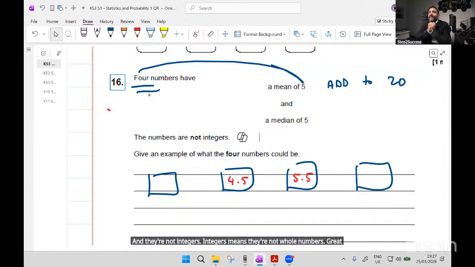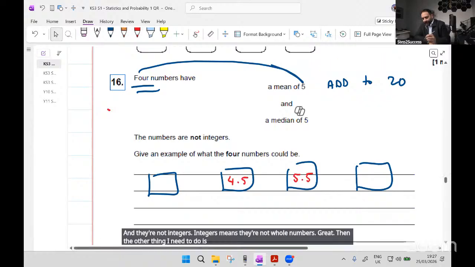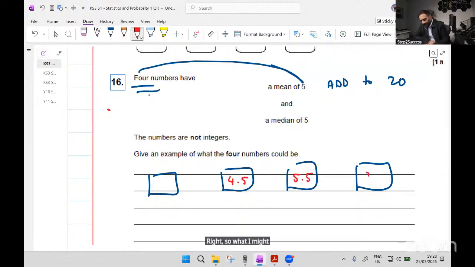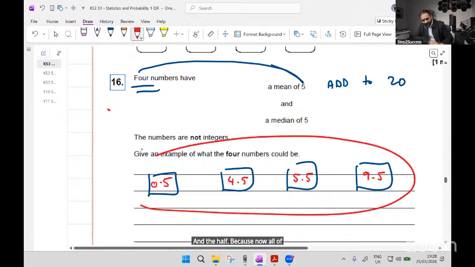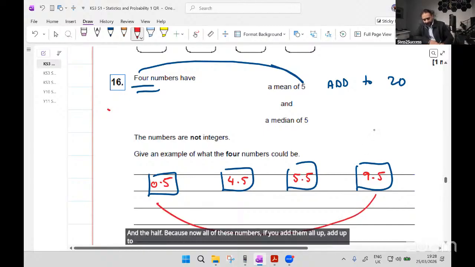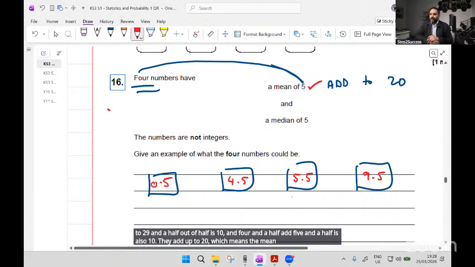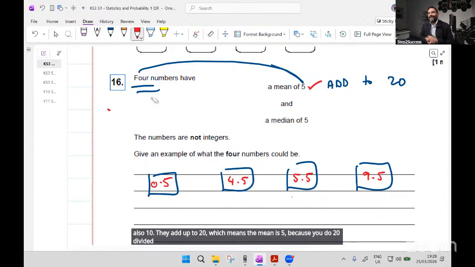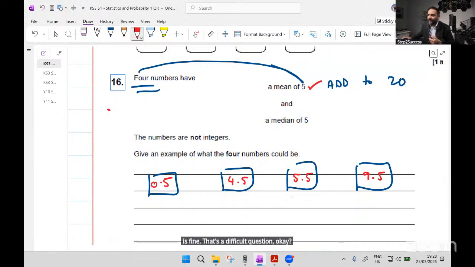Great. Then the other thing I need to do is make sure my numbers add up to 20. So far, they add up to 10. So I need another 10, right? So what I might do is choose 9.5 and a half. Because now all of these numbers, if you add them all up, add up to 20. 9.5 add a half is 10, and 4.5 add 5.5 is also 10. They add up to 20, which means the mean is 5, because you do 20 divided by 4, and the median is 5. That's a difficult question. Okay, so I understand why you have asked that question.